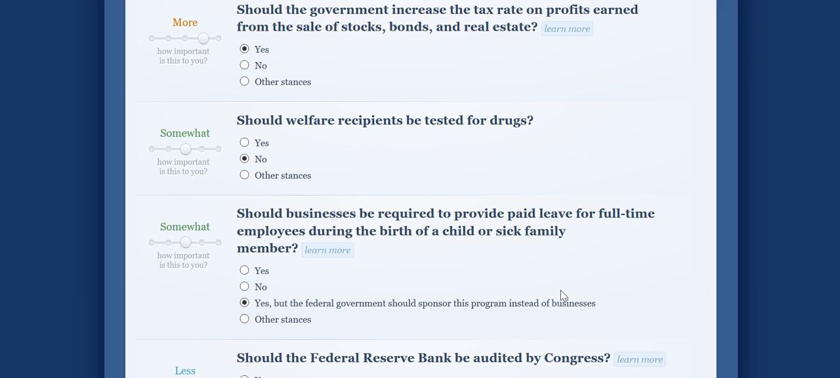But also, my stance is even a little more nuanced than that. I would have a graduated system. If your business has between 1 and 20 or 30 employees, the government should pick up the whole tab for the paid leave for maternity reasons or sick family member or whatever. If your business has between 30 and 100 employees, I do a 50-50 deal where the business picks up 50% of the tab and the government picks up 50%.